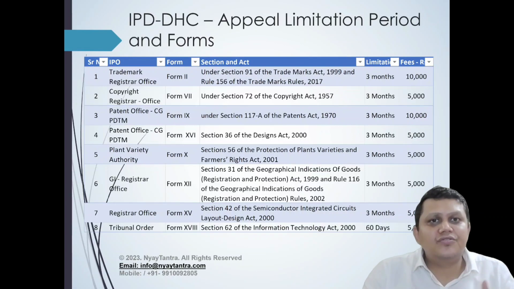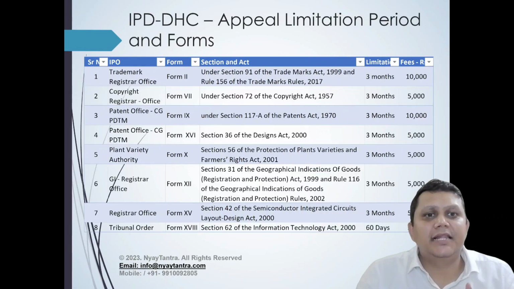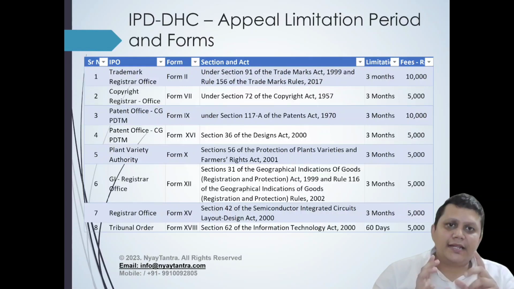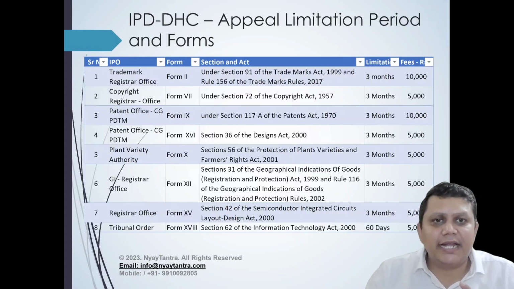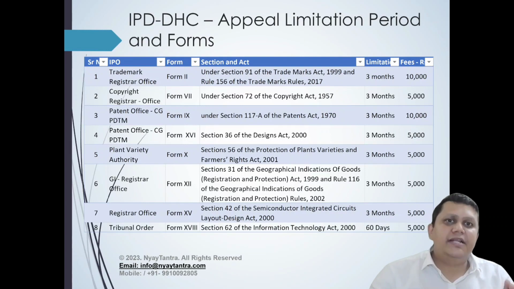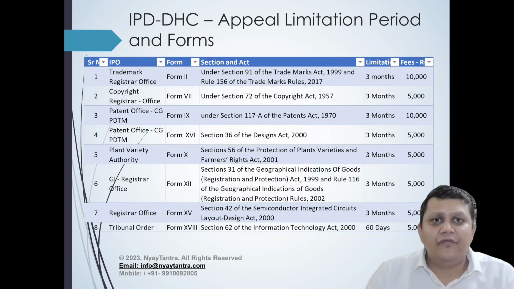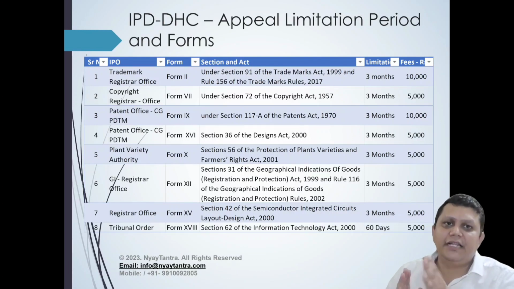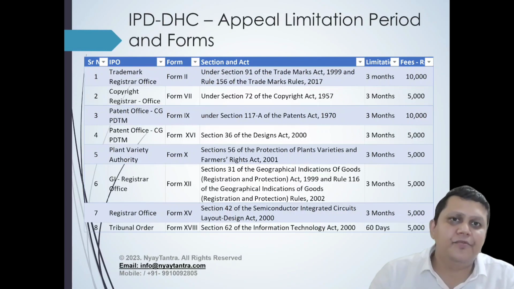And the third most important point to consider is the limitation period. If you look at the table, except under the IT Act 2000, you will have a 3 months timeline from the date of receipt of the impugned order, within which you can approach the IPD of Delhi High Court and file the appeal proceedings against the impugned order.